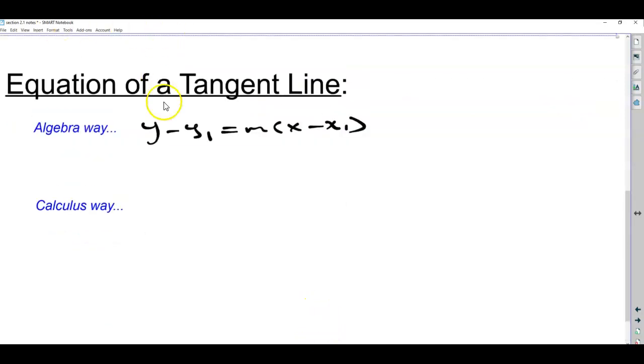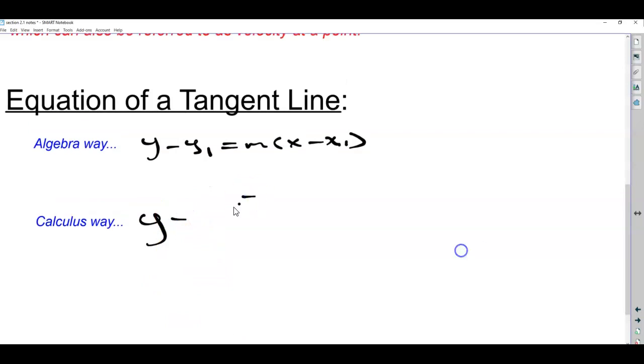Well, algebra one way was point and slope. Here's my point, x1, y1. Here's my slope. What is the calculus way? It's the exact same thing. I'm going to have y minus whatever y1 is.